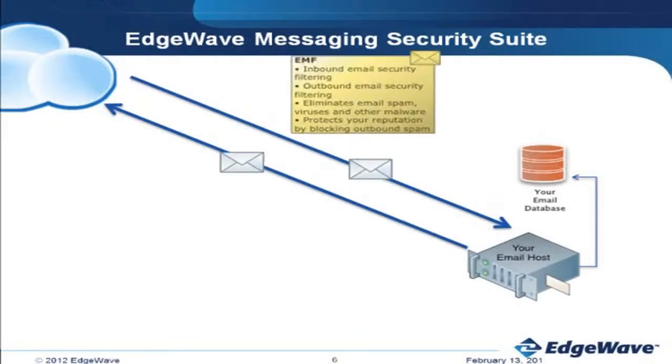The cornerstone of our entire email security service is our email filtering, or EMF service. Here we actually offer inbound email security filtering and outbound email security filtering. We basically at this level scan for spam, viruses, and malware. So we protect your reputation by blocking outbound spam, and we're protecting your company from any infiltration of malware. So let's assume that the email filtering is the cornerstone of our entire messaging security suite.